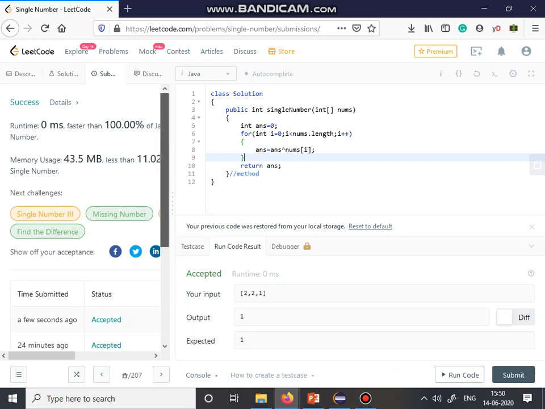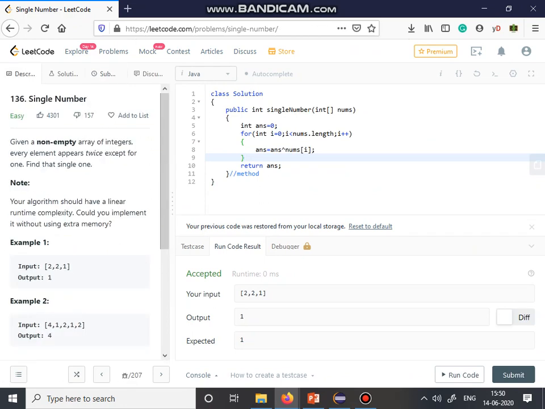So this is the question over here: given a non-empty array of integers, every element appears twice except for one element. You need to find that single one. The important thing we need to take care of is that the algorithm should have a linear runtime complexity, which would mean it should run in O of n, and we are not supposed to use any extra memory, right? So it should be running in O of 1 space complexity.